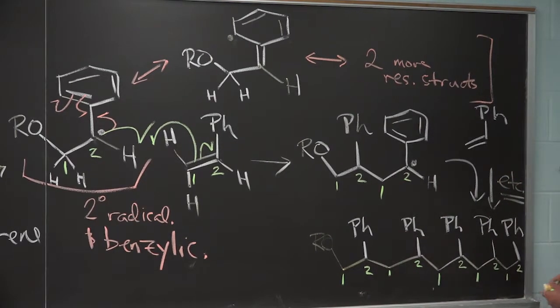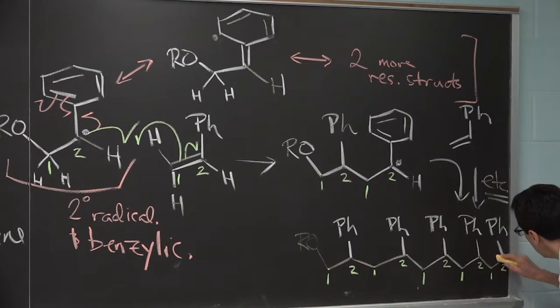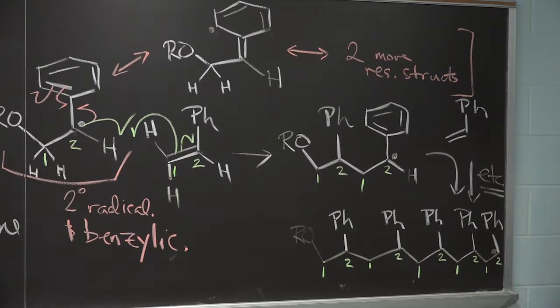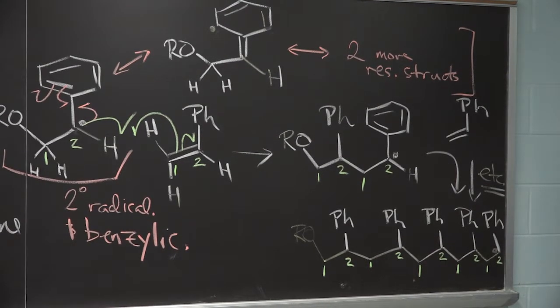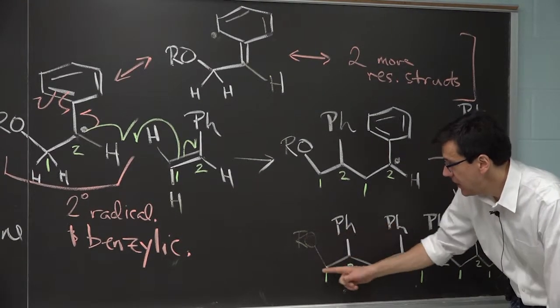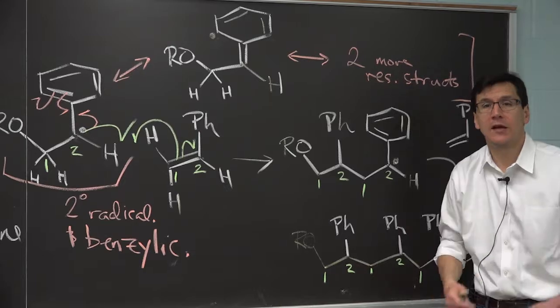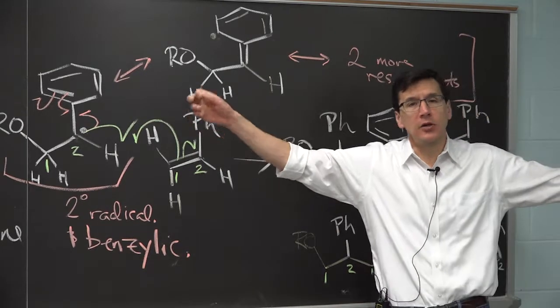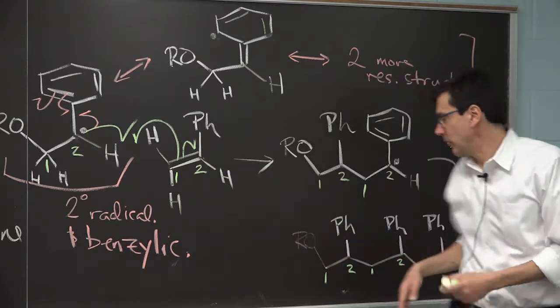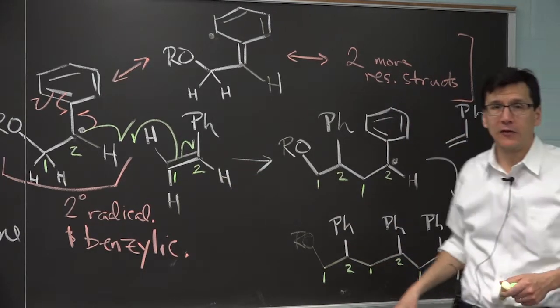And then there's my dot over here at the growing end of the chain. And so this could continue a bunch of times. Notice on the very end of your chain, there's an OR group. But because the chain is so long and it only has one end, well, it has an end on the other side as well, right? So at some point, the chain's going to have to terminate in some way.